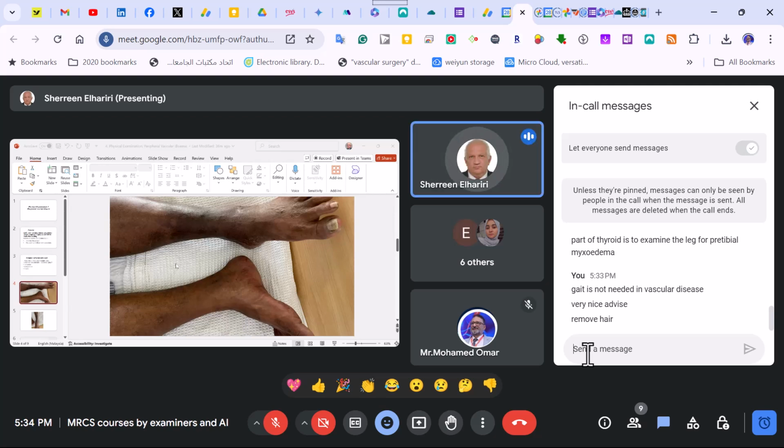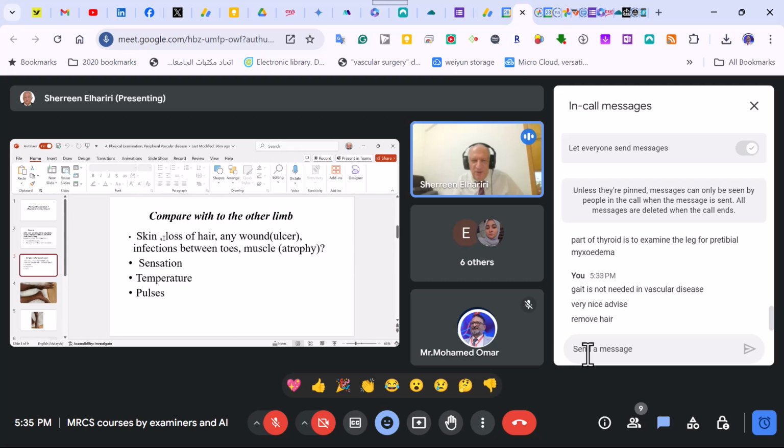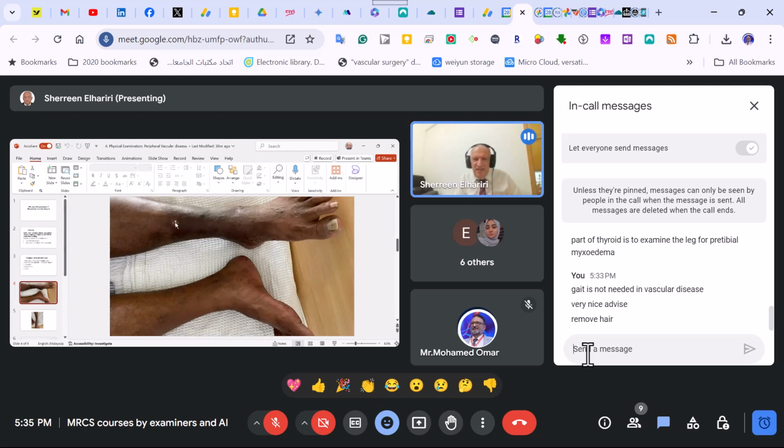No, muscle atrophy at the end. Hair loss and dry shiny skin and thin, atrophic skin. Okay, what else? Infection between toes and any wound or ulcer. Okay, I will inspect the tip of the toes and between them. Yes, and the nails also. So I just remind you, looking for the skin, first loss of hair, any wound or ulcer, any infection between toes, any muscle atrophy. After that, you're looking for any pigmentation like this, brittle nails and the others.